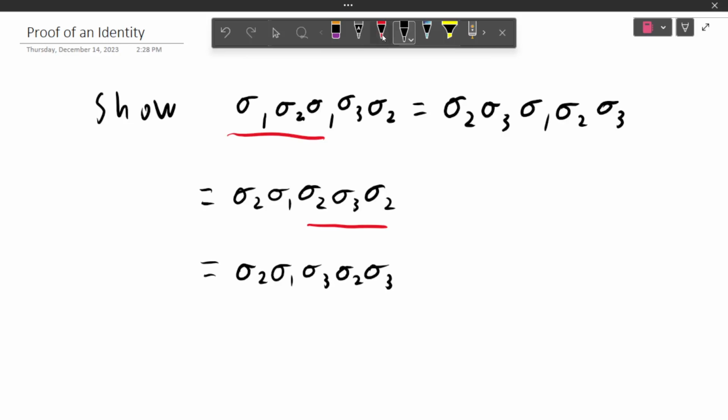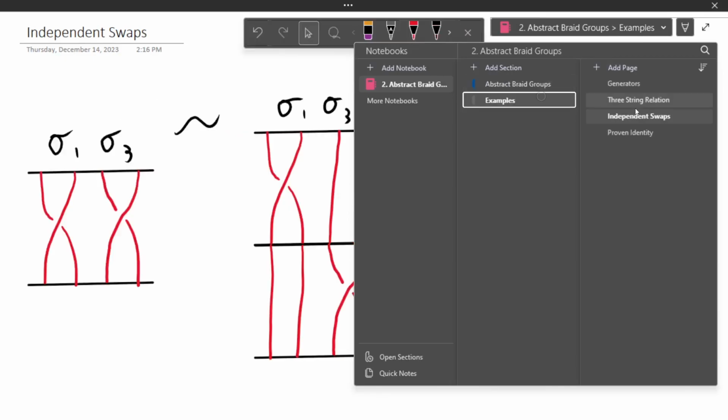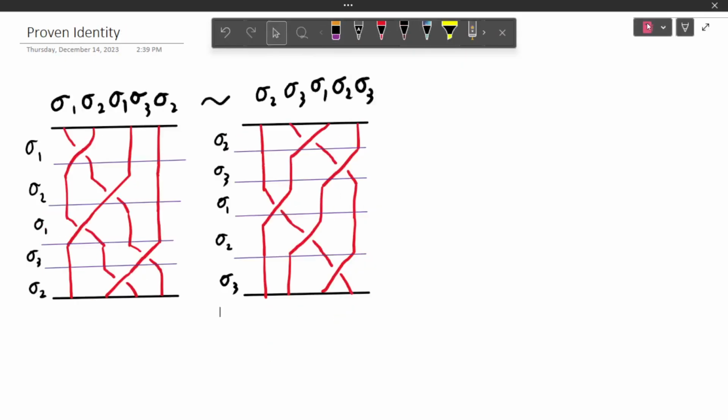And finally, to make these things be the same, we're going to apply the independent swap kind of identity here. So we get sigma 2, sigma 3, sigma 1, sigma 2, sigma 3, as desired. And if we look at this geometrically, maybe you see how the swap occurs, maybe you don't. It's not obvious to me at first glance.